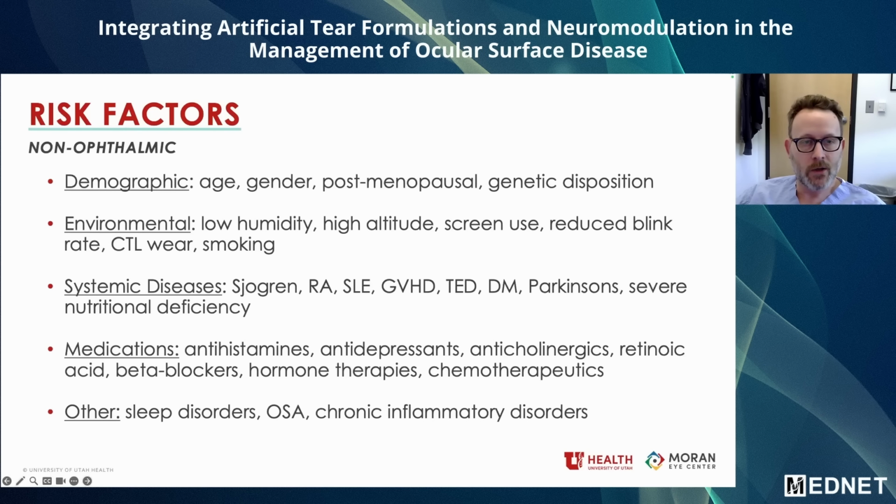Systemic disease is another major category. And finally, medications are often overlooked as a risk factor for developing ocular surface disease, but many of the common medications that people take are associated with the occurrence of ocular surface disease. There are other risk factors that I'm not going to touch on much today, but people with sleep disorders, obstructive sleep apnea, or chronic inflammatory diseases can also suffer from OSD.